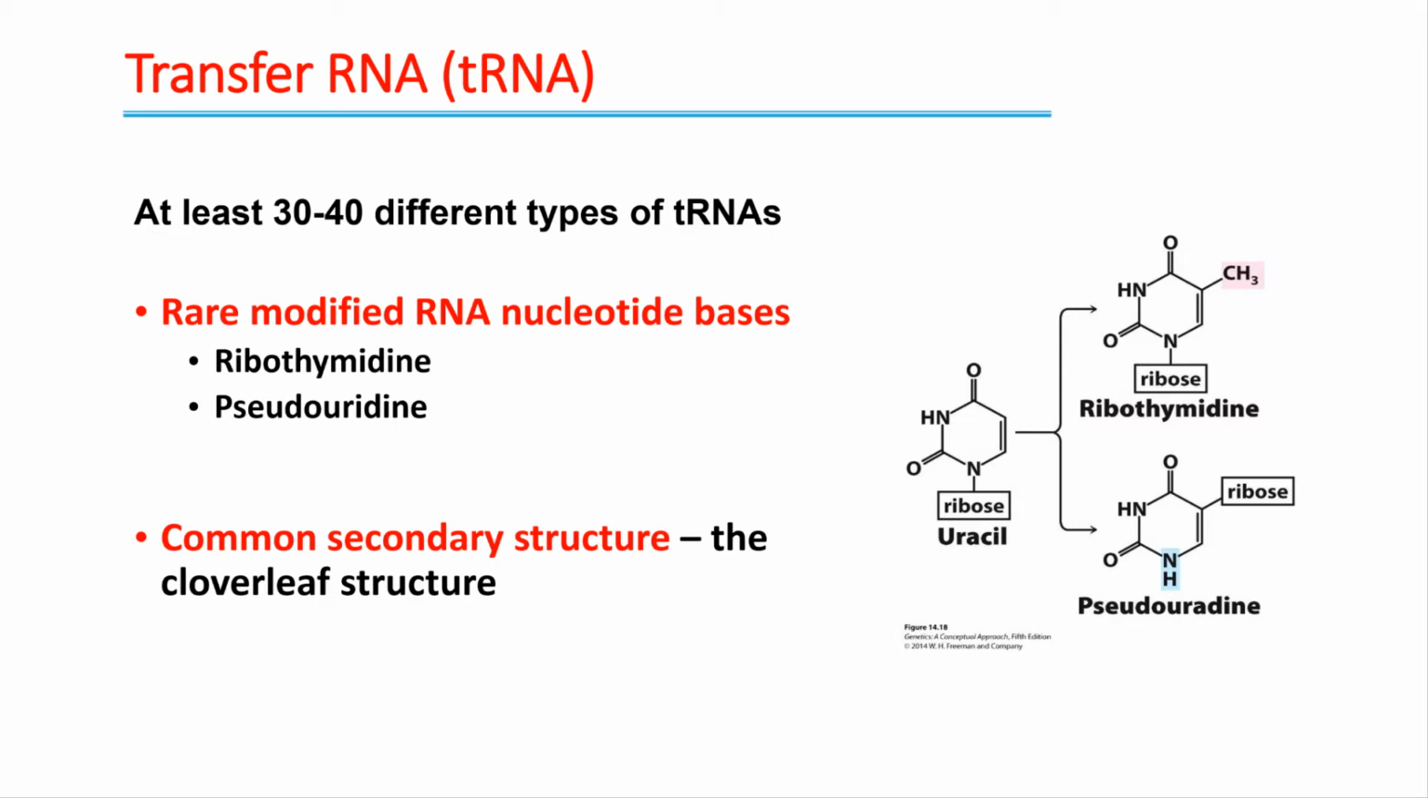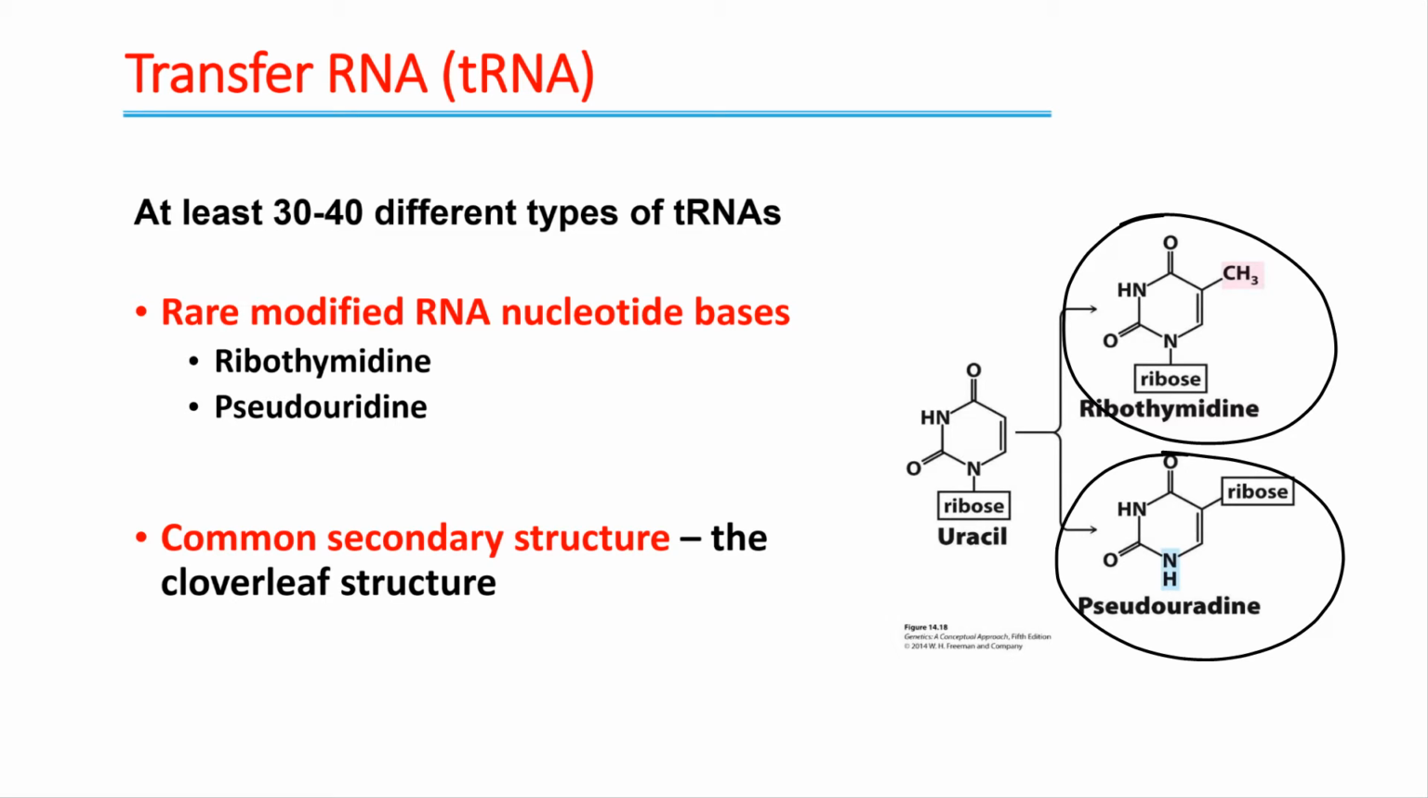What characterizes the structure of tRNA? Besides the common secondary structure, the cloverleaf structure, it is the presence of rare modified RNA nucleotides such as ribothymidine or pseudouridine. How are these rare bases created? They are not encoded in DNA. So these rare nucleotides or modified bases arise from chemical changes which are made to the 4 standard bases after transcription by tRNA modifying enzymes. Here you have one example. If you add a methyl group to uracil, you will get ribothymidine.